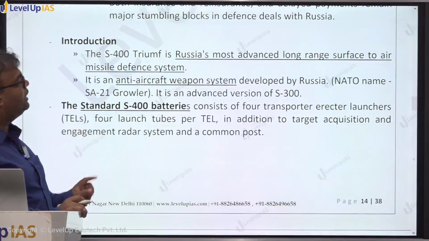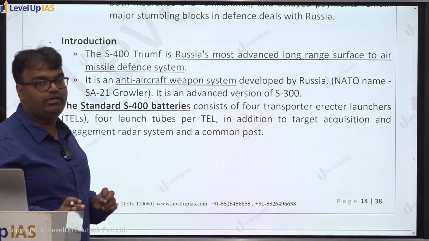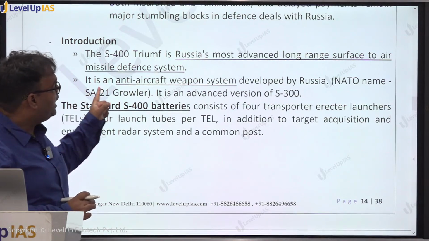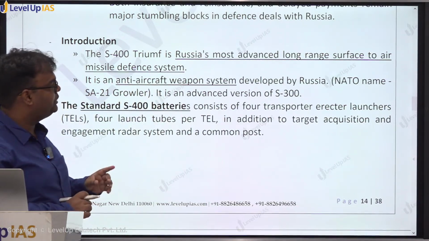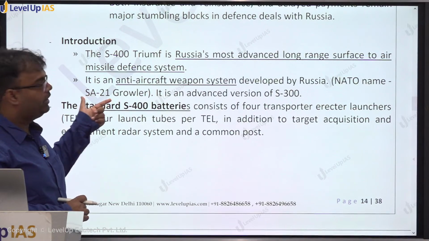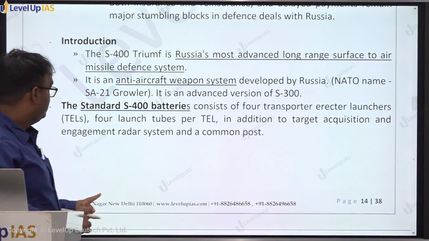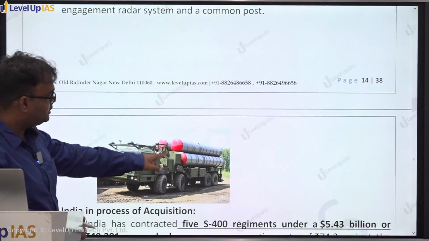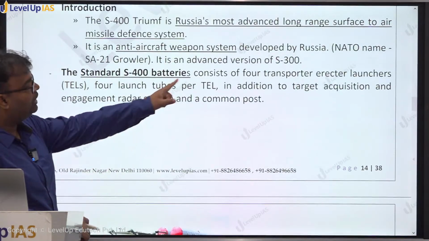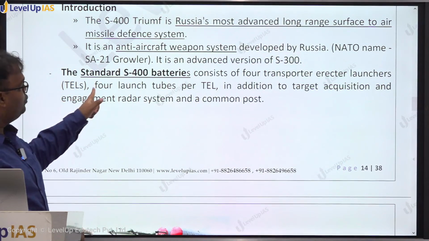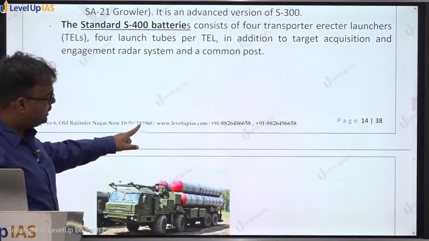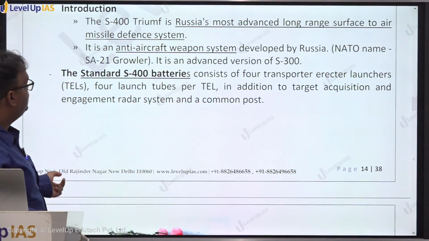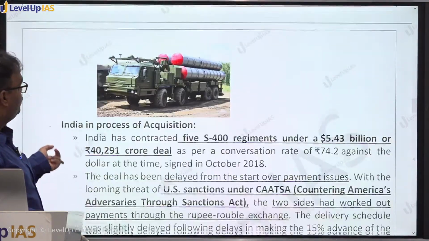The S-400 Triumph is Russia's most advanced long-range surface-to-air missile defense system. It's an anti-aircraft weapon system developed by Russia. NATO calls it Growler, SA-21 Growler. The standard S-400 battery consists of 4 transporter erector launchers, 4 launch tubes per launcher, in addition to a target acquisition and engagement radar system and a command post.